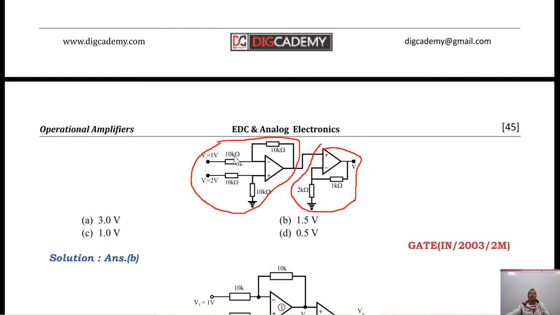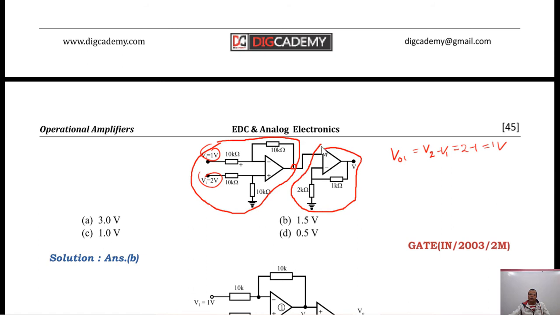Fine. And when all resistances of the difference amplifier are same, this RF is equal to this resistance, R1 is equal to this resistance. If all these resistances are same, then the output of first stage, suppose output of this first stage V01, I will say V01 is equal to the difference of input voltages, that is V2 minus V1, and I will say this is V2 and this is V1, so that is equal to 2 minus 1, that is 1 volt. Fine. So that means output of this first stage is 1 volt.